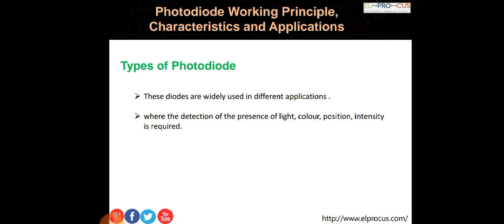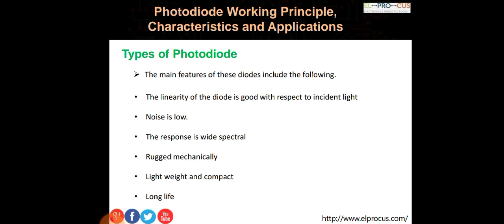As I said, it is used in various different applications, like to detect the presence of light, color, position, intensity, etc. The main feature is that the linearity of the diode is good with respect to incident light. मतलब जो light उस पे fall होता है उसके हिसाब से ही वो linearly voltage and current generate करता है. So there is a linear proportion between light and voltage and current.